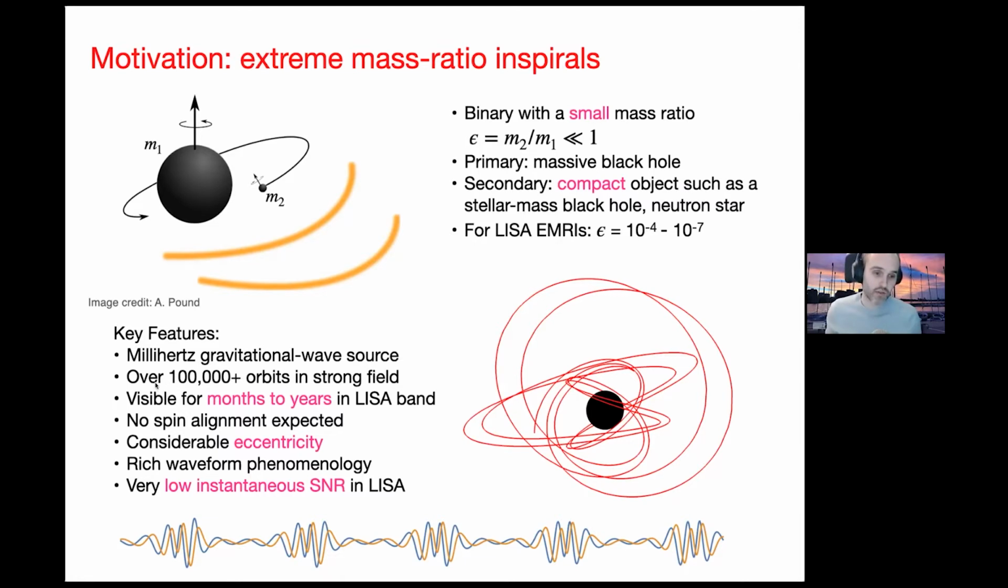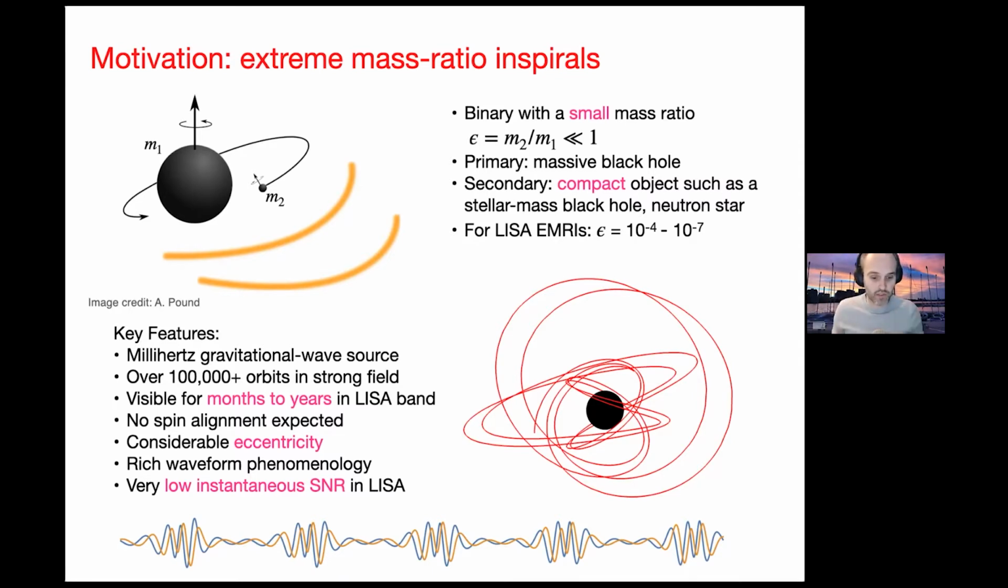Unlike ground-based sources tested so far, these will have tens to hundreds of thousands of orbits deep in the strong field, which can last for many months or years in the LISA band. These are extremely long-lasting signals in the strong field, very dynamical. They're very generic. There's no reason to expect spin alignment. So there will generally be spin on the primary and the secondary, and there's no reason to expect these to be aligned in any way for most formation mechanisms. And there's also likely, again depending on the formation mechanism, to be considerable eccentricity. So eccentricities of binaries easily have no problem reaching 0.7, 0.8 when they enter the LISA band.